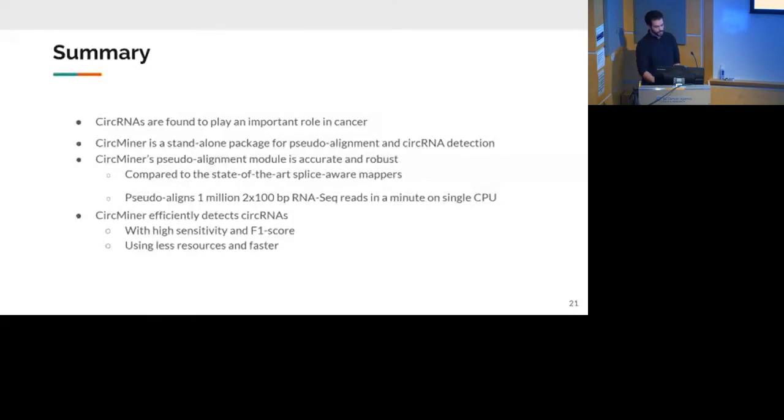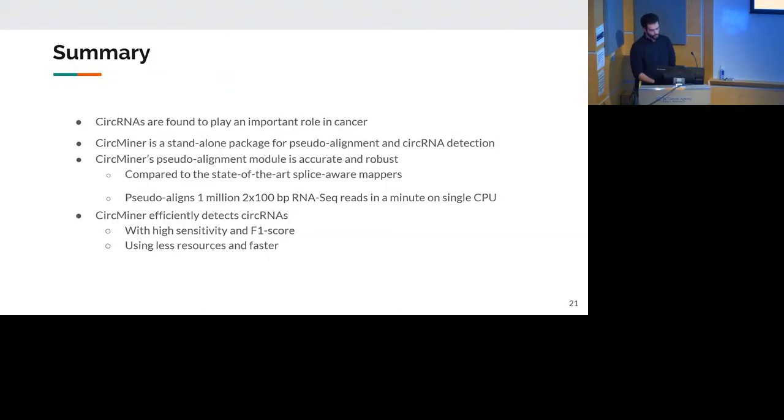So in summary, circular RNAs are found to play an important role in cancer. circMiner is developed as a standalone module for pseudo-alignment and also circular RNA detection. The pseudo-alignment module shows accurate and robust results. Typically, it can align 1 million paired-end reads in a minute on a single CPU. Also, the detection module has high sensitivity and F1 score and uses fewer resources compared to other methods.